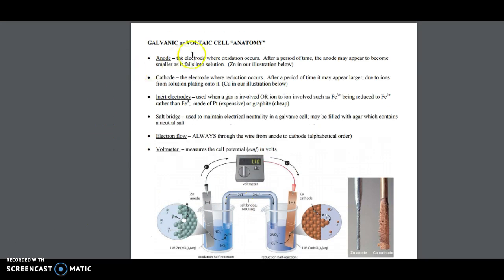Above this chart we have some key vocabulary. So we have anode, where the oxidation occurs. We have the cathode, where the reduction occurs. An inert electrode is something that is often used if our reaction involves a gas, or if it involves two ions, like Fe+3 and Fe+2, and not iron solid, for example. So an inert electrode may be made of platinum or graphite. Either of those are non-reactive, and so they'll allow the electrons to flow through them into the solution and react instead of reacting with the metal itself.